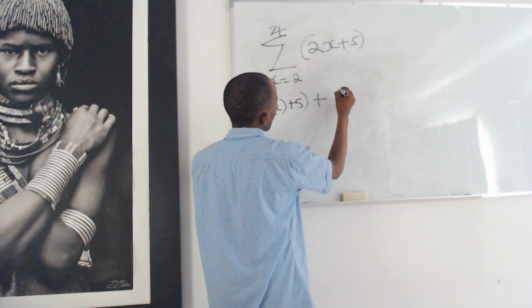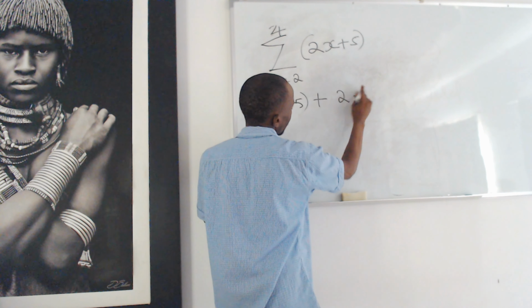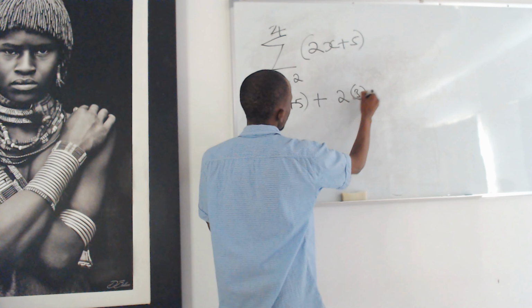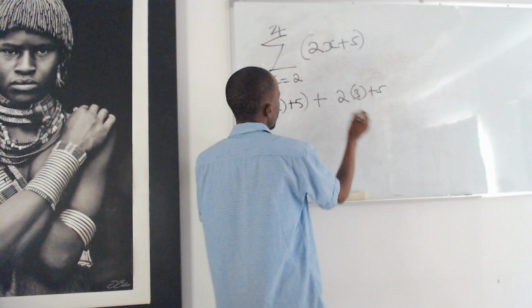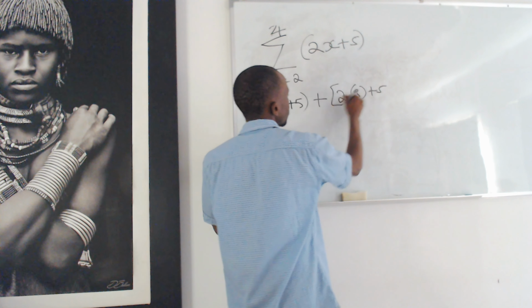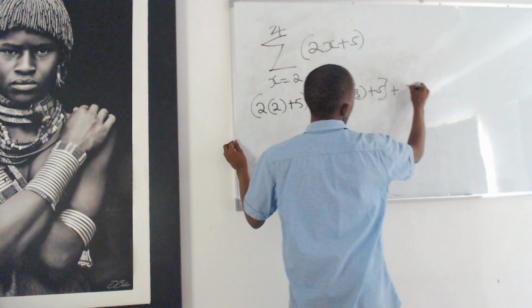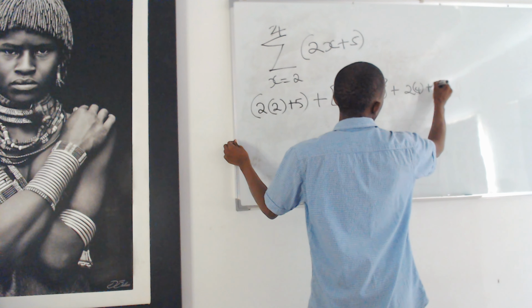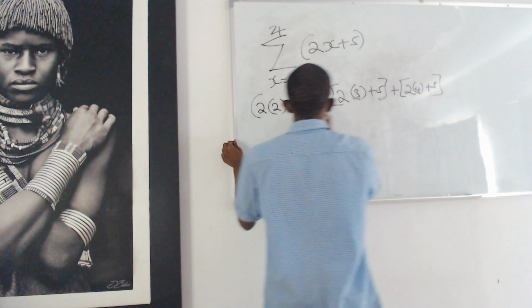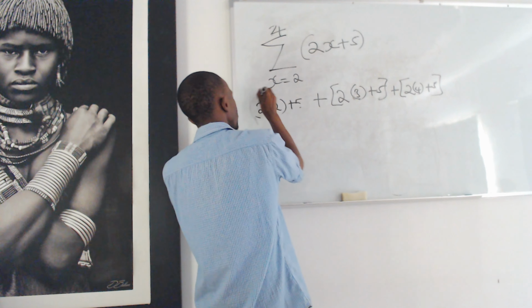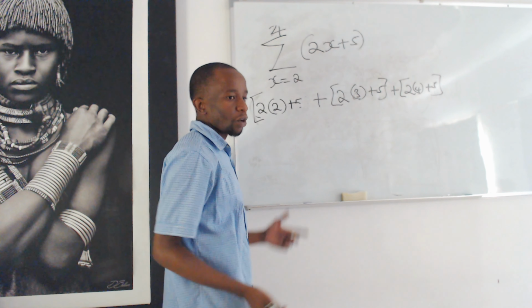plus 2 multiplied by 3 plus 5, plus 2 multiplied by 4 plus 5. Now what do we get here?